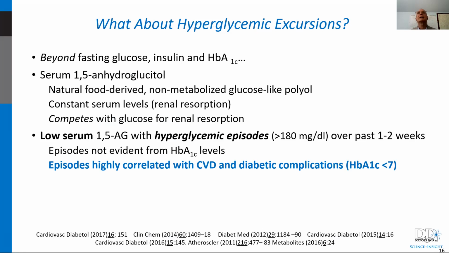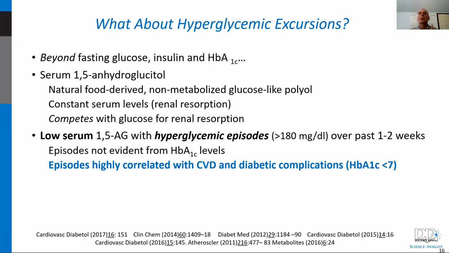So next thing, what about hyperglycemic excursions? We talk about pre-diabetic, increased glucose, increased insulin, and even elevated hemoglobin A1C. But that doesn't get it all done, because we really need to look at the serum level of 1,5-anhydroglucitol, which is a natural food-derived, non-metabolized glucose-like polyol. It's at constant serum levels due to diet, due to appropriate renal resorption. But it's heavily competed for resorption by glucose. And so when we have hyperglycemic episodes, we see decreased levels of the 1,5-AG in serum.